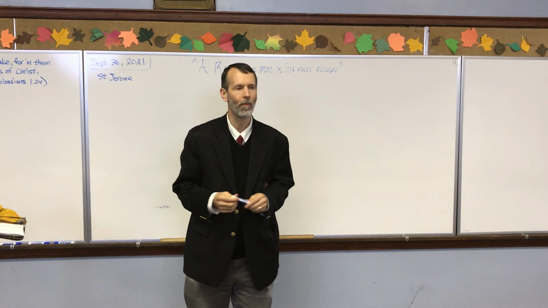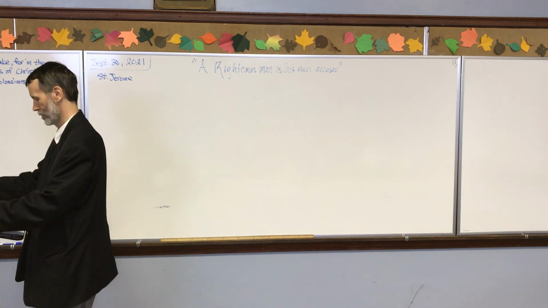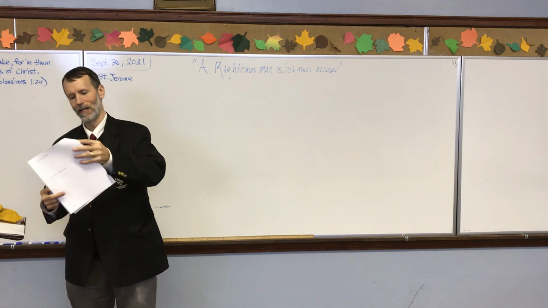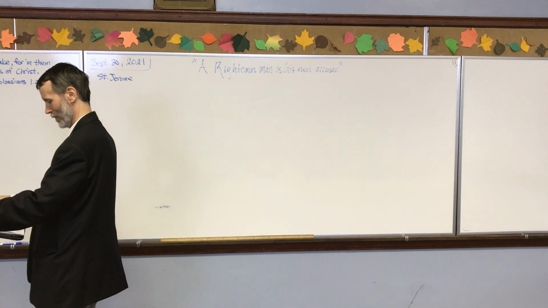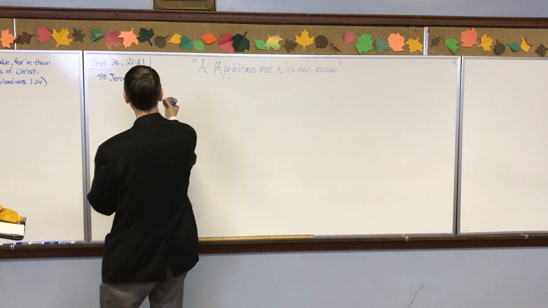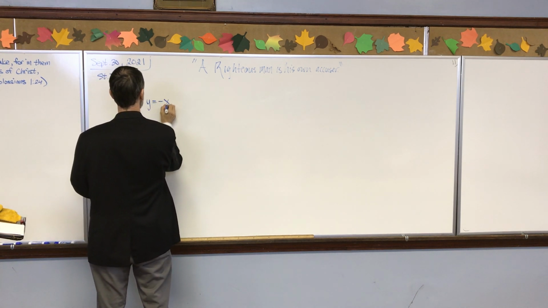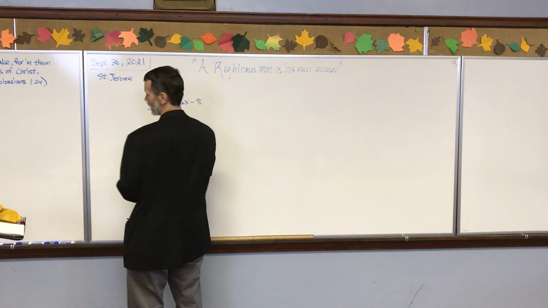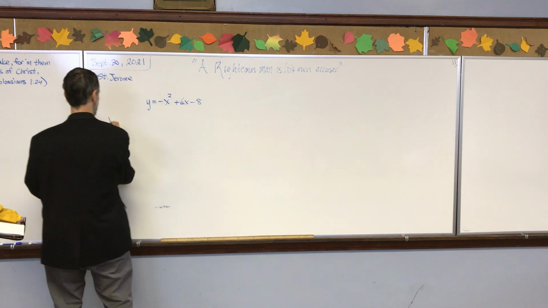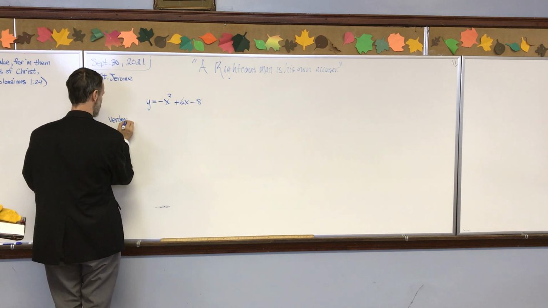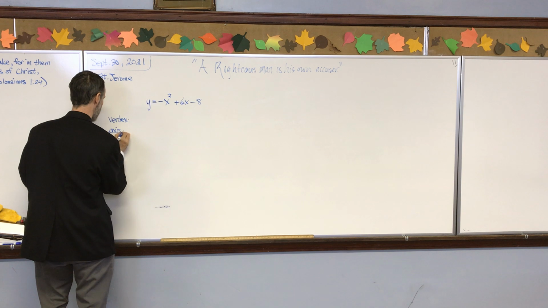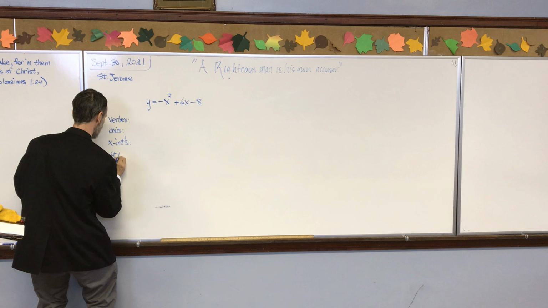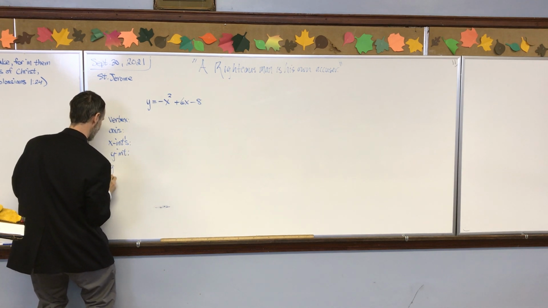Yeah, go. Number 20. Okay. Identify the vertex, and so on. Y equals negative x squared plus 6x minus 8. And they want the vertex, the axis of symmetry, the x-intercepts, and the y-intercept. And then they want you to graph it.